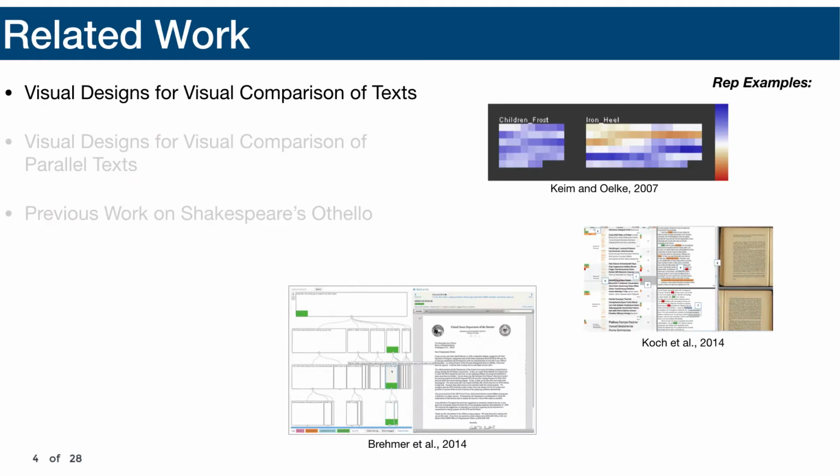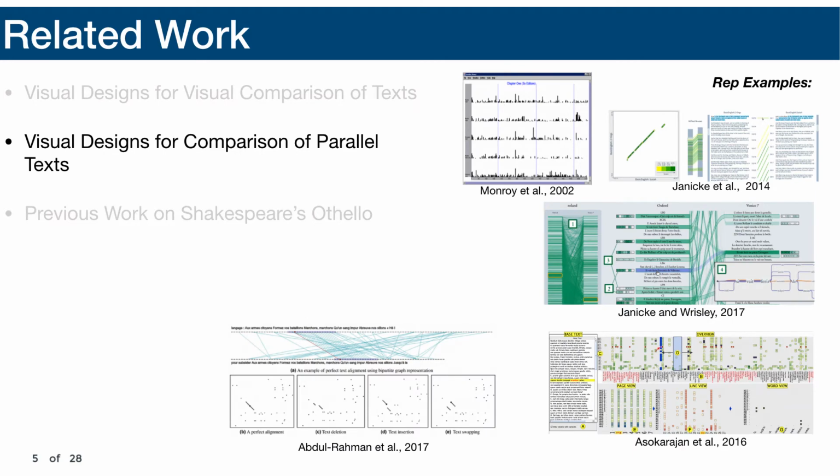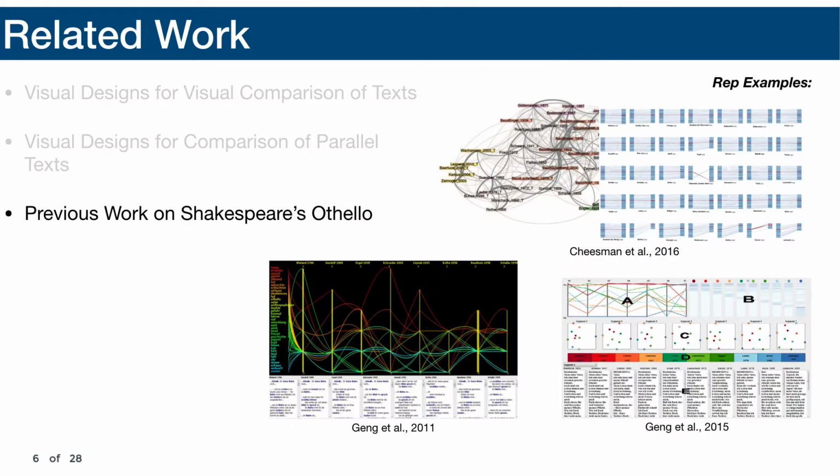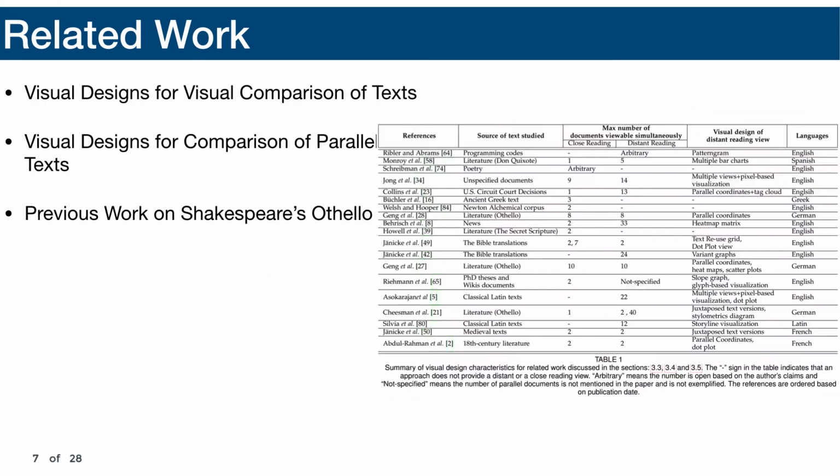We divide the previous work into mainly 3 groups. Visual comparison of general text, which includes designs that support the analysis and visualization of a single or more unrelated texts. Visual comparison of parallel texts, which includes designs that support the analysis and visualization of related texts, such as editions or translations. Previous work on Shakespeare's Othello, which includes designs that analyze and visualize Othello German translations. We summarize the previous work that studies related texts in Table 1 in the paper.